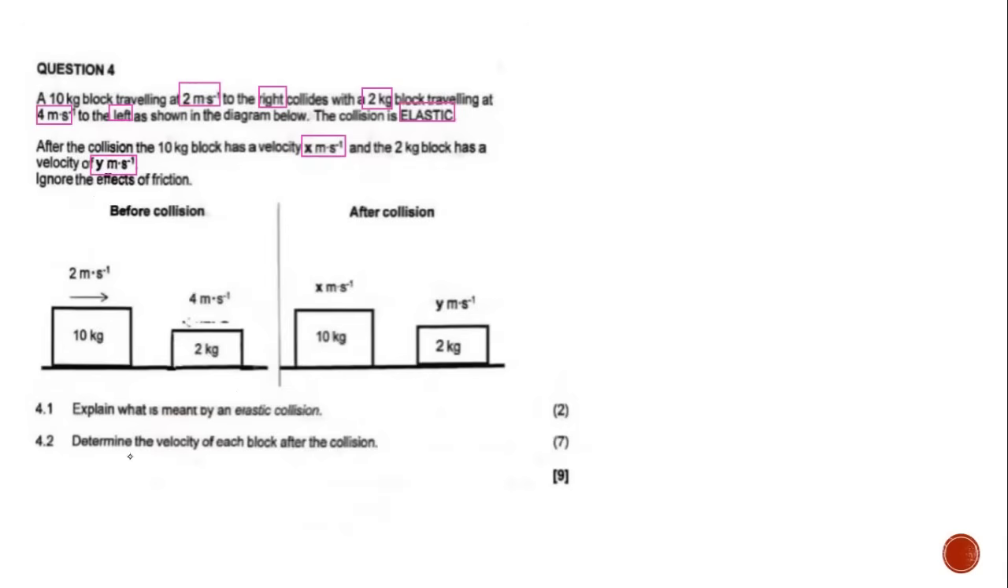So, what did we mention? We said an elastic collision is a collision where both the total linear momentum and kinetic energy are conserved.